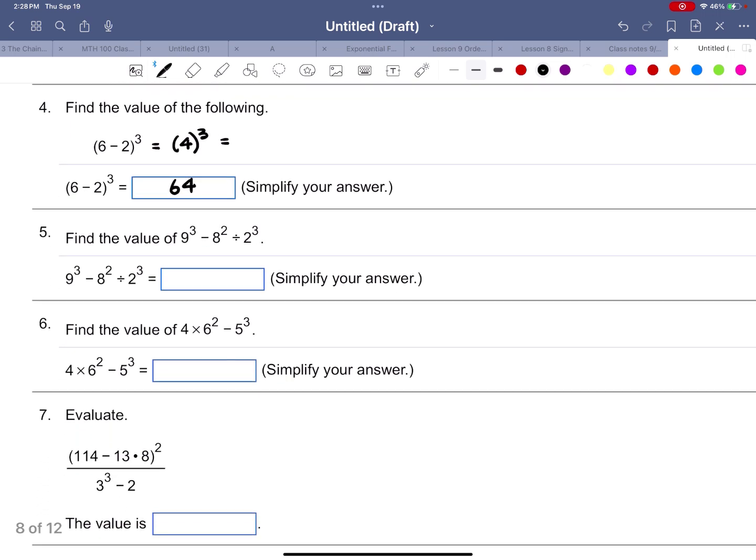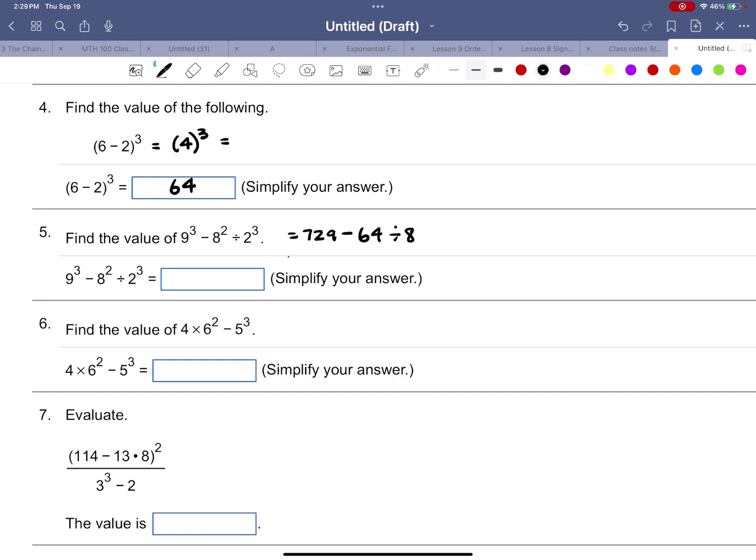Number 5. We've got several things here. We've got exponents, we've got a subtract and a divide. All these exponents have to come first. So I'm going to do 9 to the third. That is 729, minus 8 to the second. That's a 64. Divided by 2 to the third. That's an 8. Now this division has to come before the subtraction.